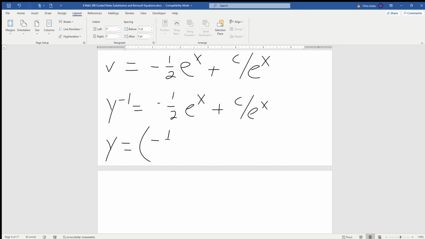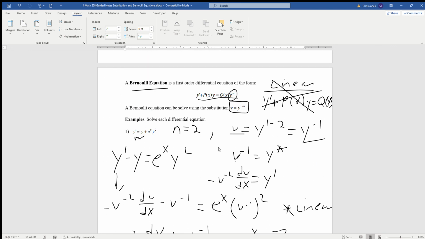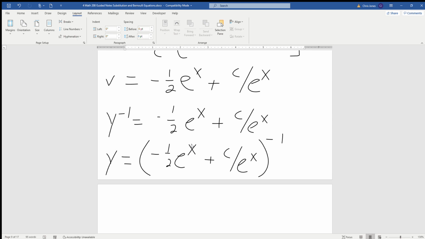So this is one possible solution. Might not be the nicest one, but it is a solution. I don't remember if this was an initial value problem. Let me go back up. Nope, it's just solve. So we just need the general solution for this, and this is our general solution. Hopefully that gives you a good overview of the process of solving a Bernoulli equation. In the next videos, we're just going to do a couple more rigorous examples of how to solve these types of Bernoulli equations.